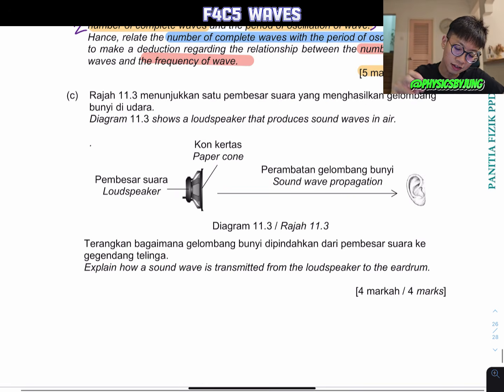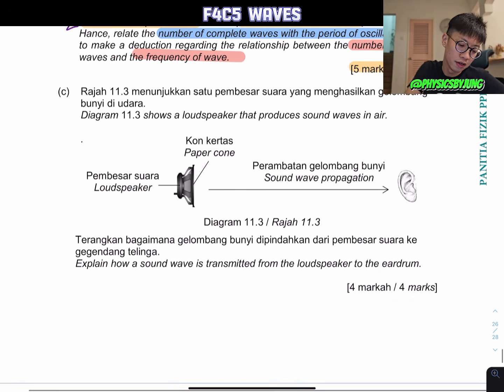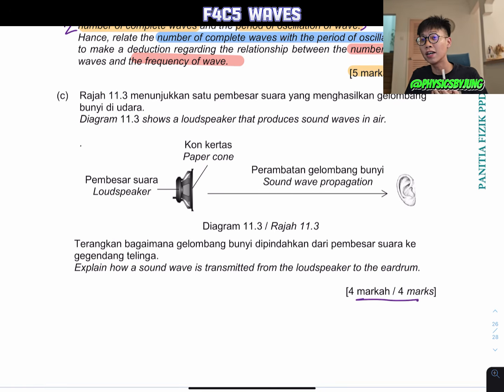Alright. Now, we look at this 4 marks question. Recently, this 4 marks question is quite a hot topic.